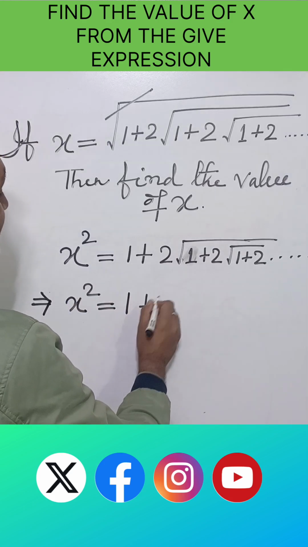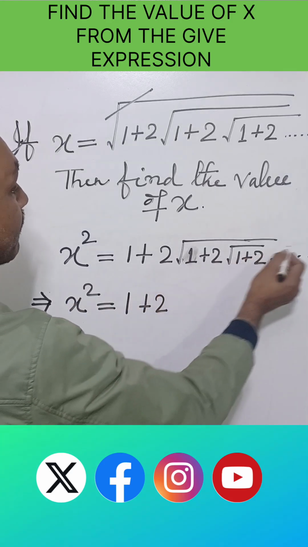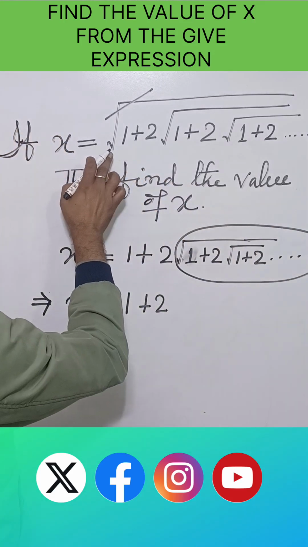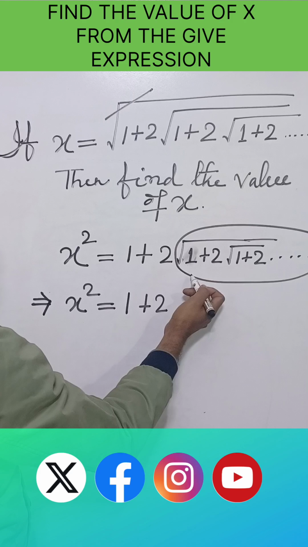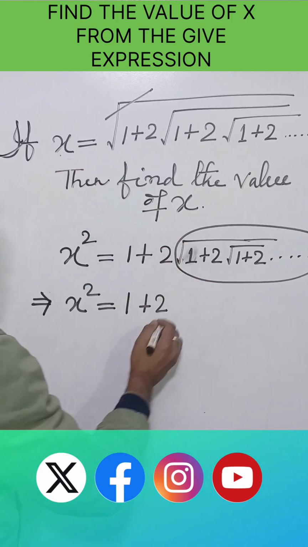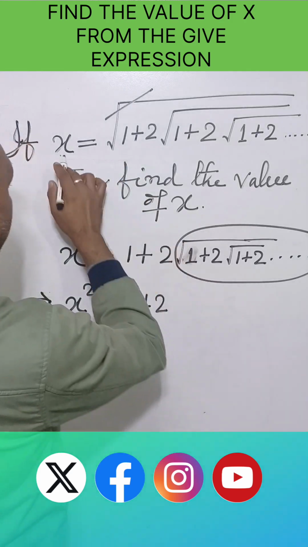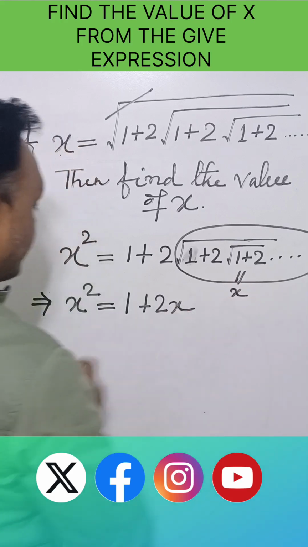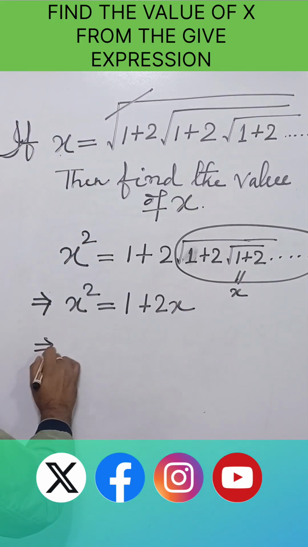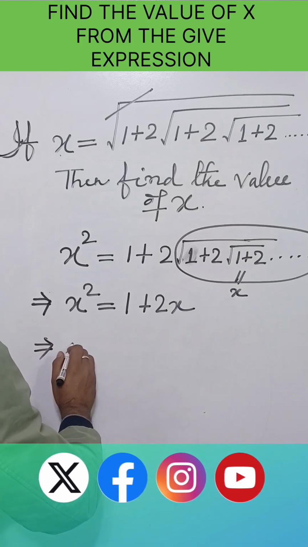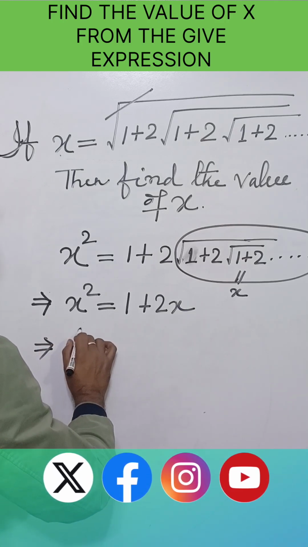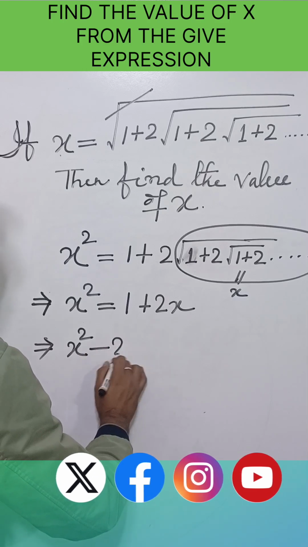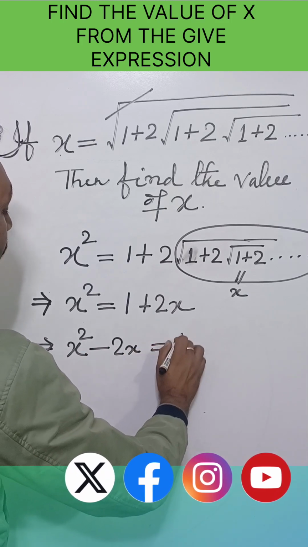equals 1 plus 2. Now check this one, this expression is nothing but x. So we can put the value of x here, this expression is x, so 2x. Now x square, if we take this to this side, minus 2x equals 1, right?